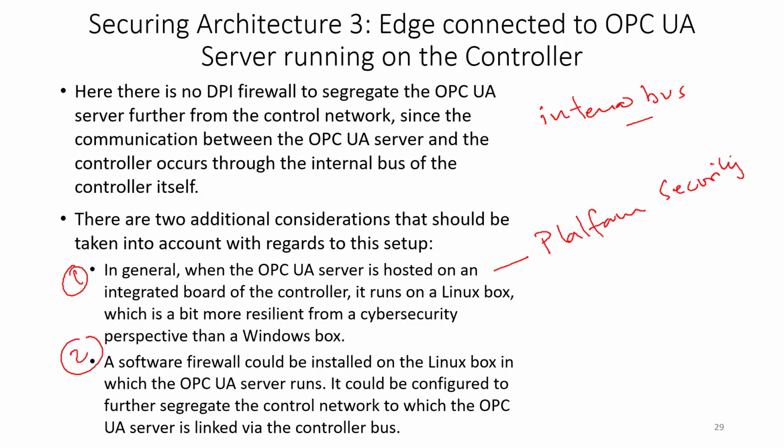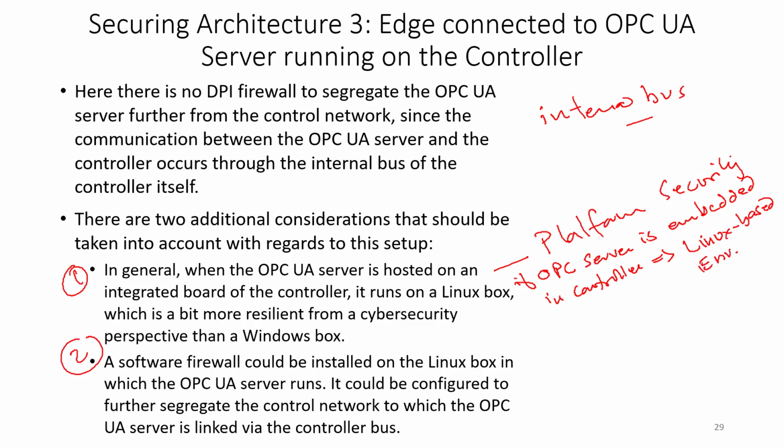and usually the OPC server is embedded. If the OPC UA server is embedded on the PLC in the controller, this means that it is running on a Linux based environment. And we know Linux is a more resilient OS against these cyber threats. So this is a plus point for us. It gives us an advantage.